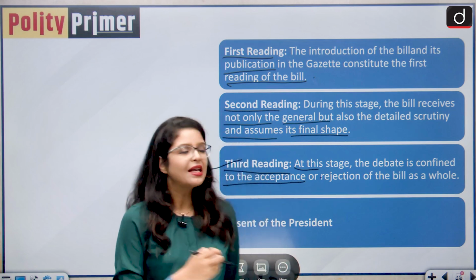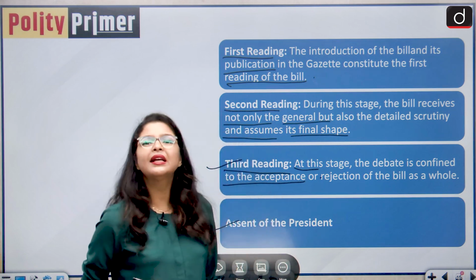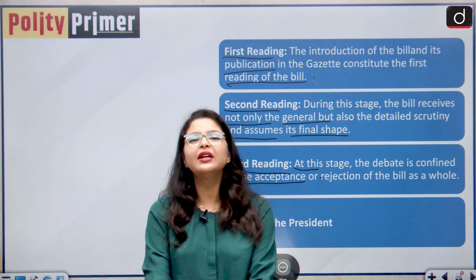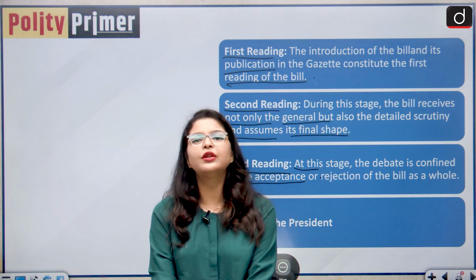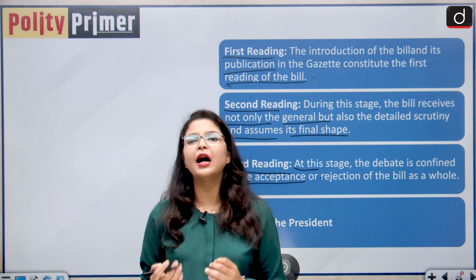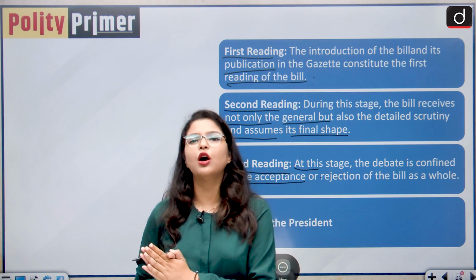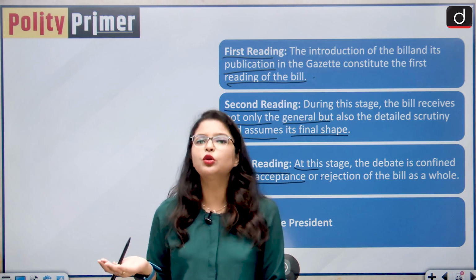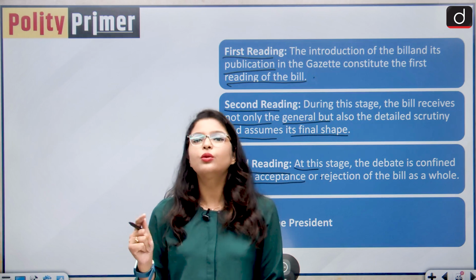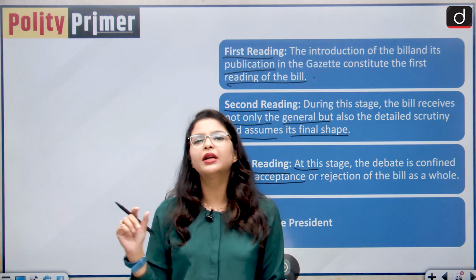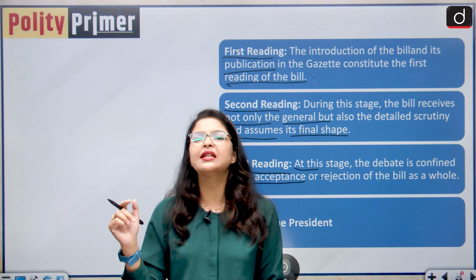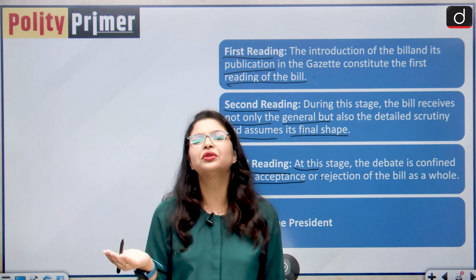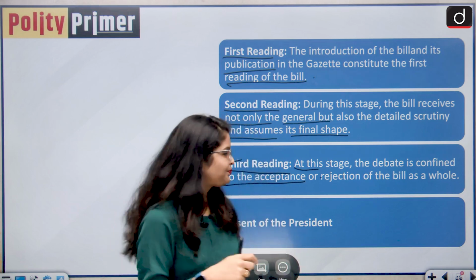Then there is assent of the president. A bill cannot become a law if it does not receive the assent of the president. The president also has the power to send the bill back to the house, and can exercise veto powers over the bill. If the bill has to become a law, it has to receive the president's assent, and thereafter only it can become a law.